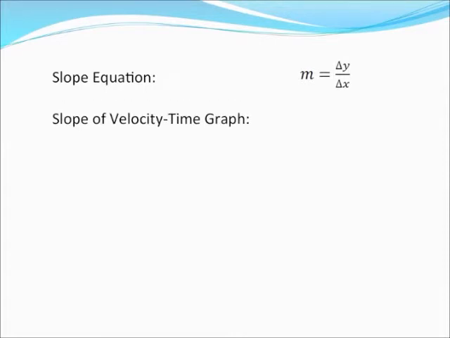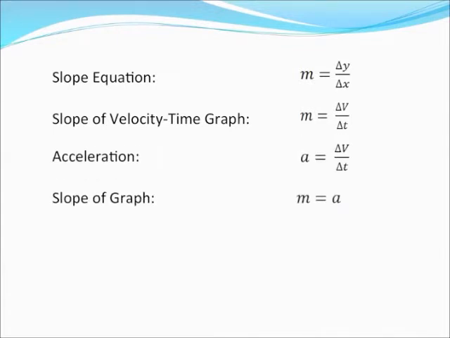You can analyze this graph by looking at the slope. The slope of a line is defined by the change in the y value over the change in the x value. Since this is a velocity time graph, the slope of this graph is the change in velocity over time. And since acceleration is the change in velocity over time, the slope of the graph is the acceleration of the car.